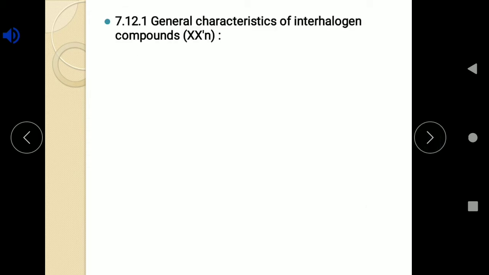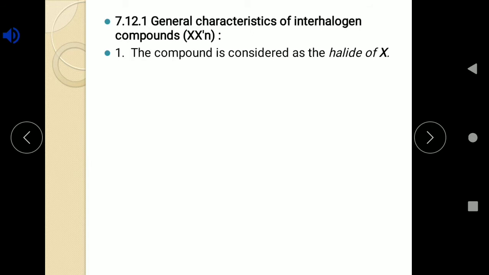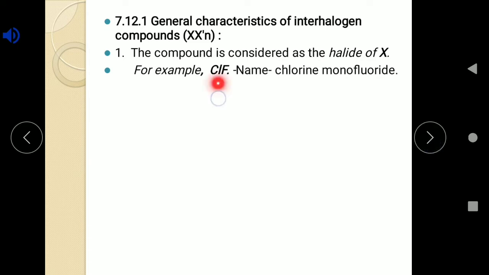Now we will see the general characteristics of interhalogen compounds. The compound is always considered as a halide of X, not X', a halide of X. For example, ClF will be the halide of Cl. The name will be chlorine monofluoride, the halide being fluoride. So the halogen will be X and the halide will be X'. Hence, the name is chlorine monofluoride.